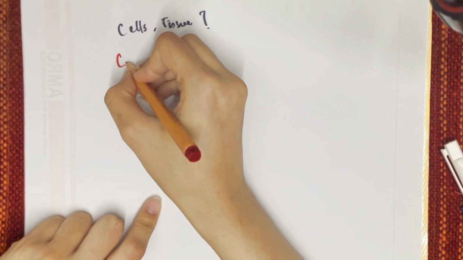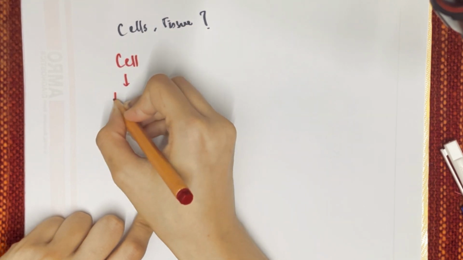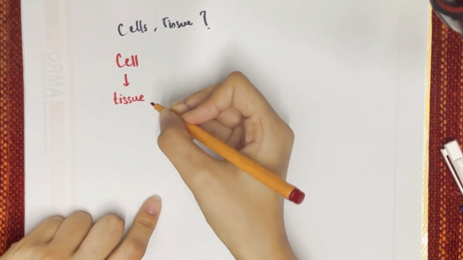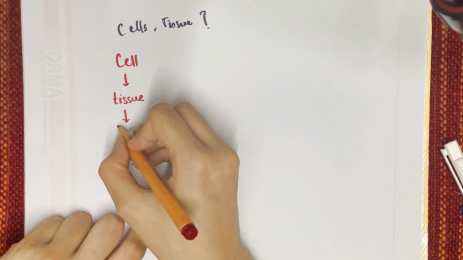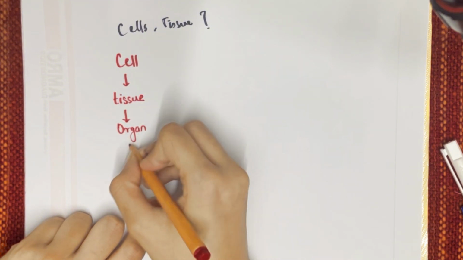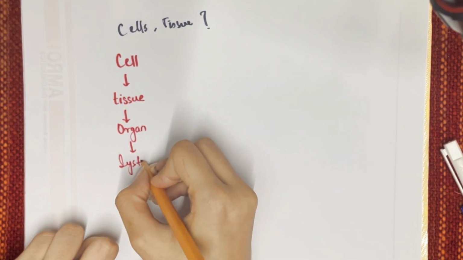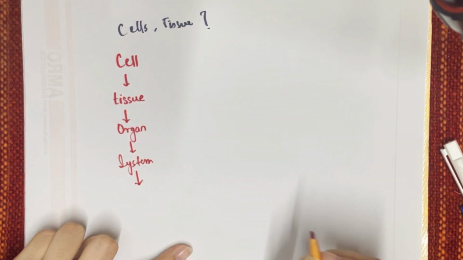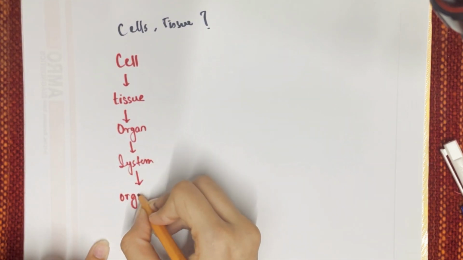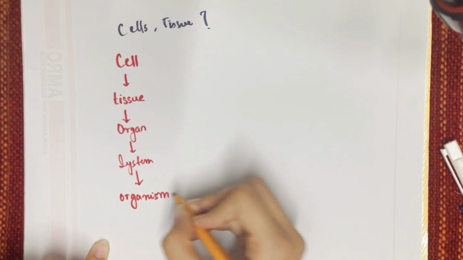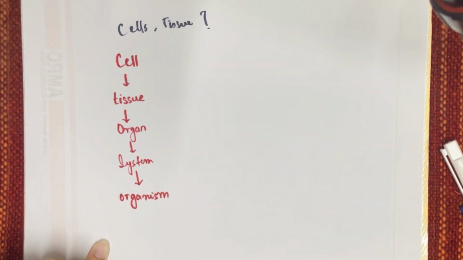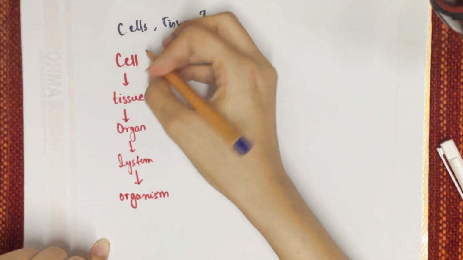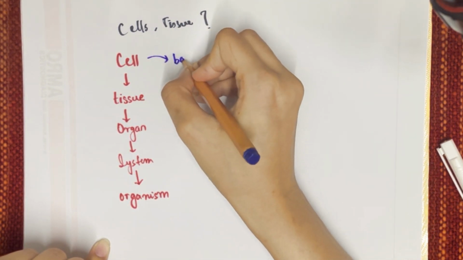So have a look at this flowchart that says cells are joined together to form tissues. The tissues are joined together to form an organ. The organs are joined together to form a system, and the system joins together to form an organism. This is a very easy flowchart that we have been learning over the years in our earlier classes, that the cell is the basic unit of life.